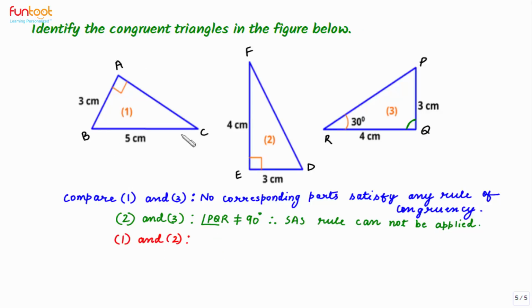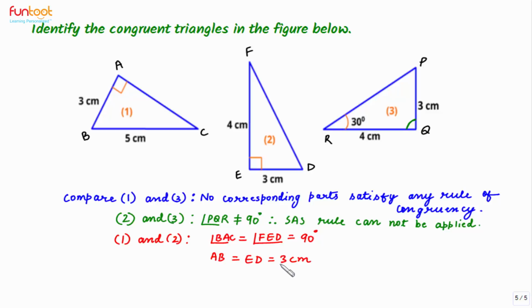Let's compare triangles 1 and 2. In these two triangles, we know both are right-angled triangles. So, angle BAC is given equal to angle FED is equal to 90 degrees. So, these two are right-angled triangles. Then, we are given that AB is equal to ED is equal to 3 centimeters. So we can write AB is equal to ED is equal to 3 centimeters.